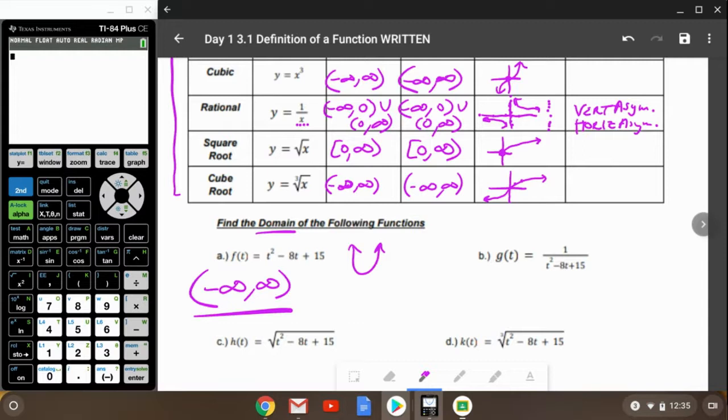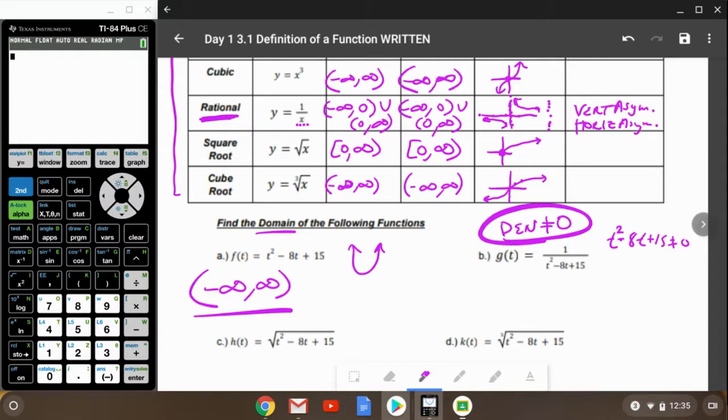Now we're looking at a rational function, right? And we talked about that up here. When we look at the rational function, it's when the denominator equals 0 that is the problem. So what we want to do is figure out when t squared minus 8t plus 15 can't be 0, because I'm taking a look at when the denominator cannot be 0, because that's what causes the vertical asymptotes.